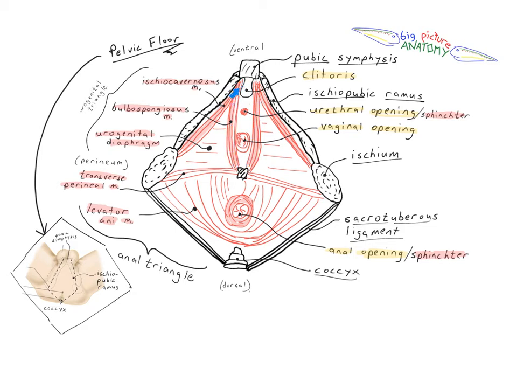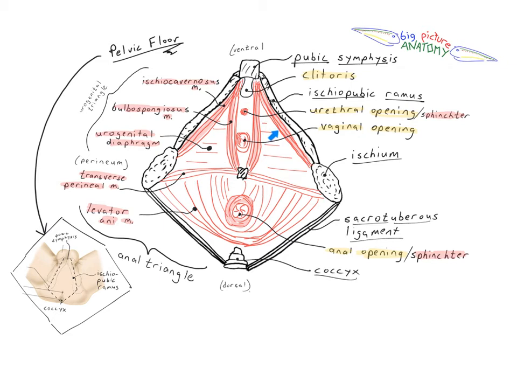Also supporting the base of the clitoris or the penis along the ischiopubic ramus in both males and females would be a muscle called the ischiocavernosus muscle. Then the rest of the urogenital triangle is just all filled in with a flat muscle that we call the urogenital diaphragm, all this space in here.